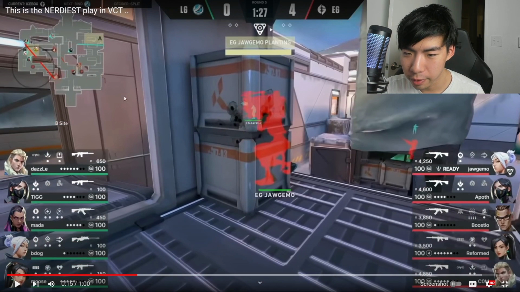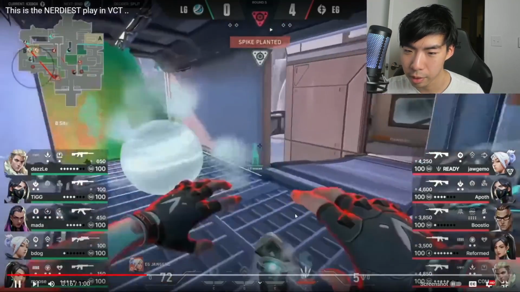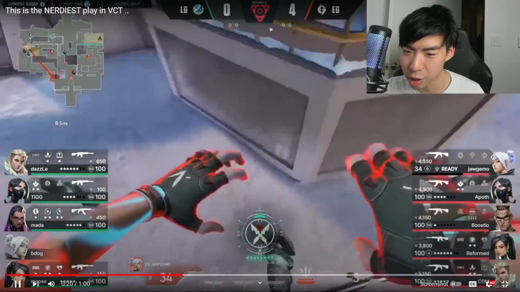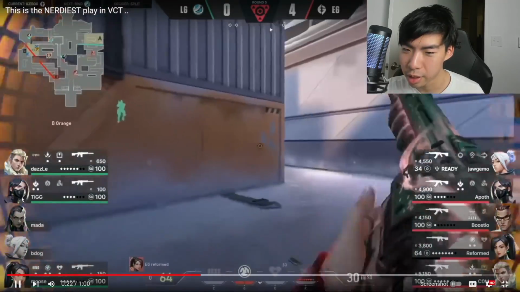So just a little bit of information on Valorant if you're not familiar with the game. EG is planting the bomb, and once they plant the bomb, LG has to defuse it. It takes them about 7 seconds to defuse the bomb, and they have 45 seconds once the spike is planted to defuse it. So they plant it up here, already pretty cool, because LG has to try and get to that tight corner to defuse it.